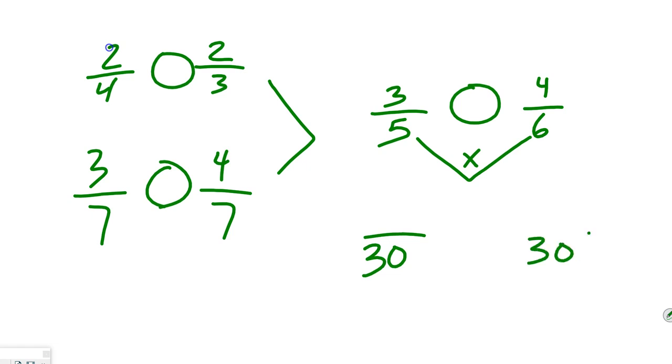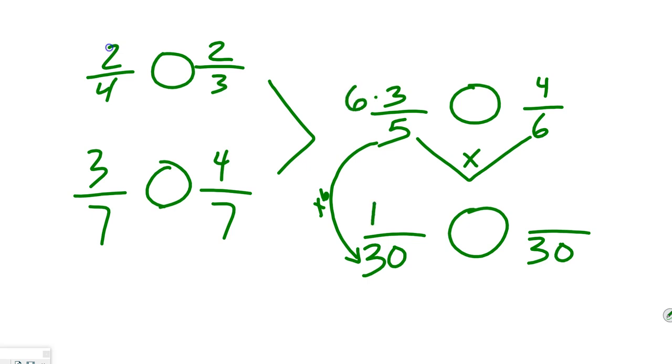We think back to equivalent fractions. How did I get from this 5 to that 30? Well, I multiplied it by 6. That's my multiplier. So now I have to multiply my numerator by 6 also, and I get 18. How did I get from the 6 to that 30? Well, I multiplied by 5. I have to multiply my numerator by 5 also, because these have to be equivalent. I have to use the same multiplier on each fraction for my new fractions to be equivalent.